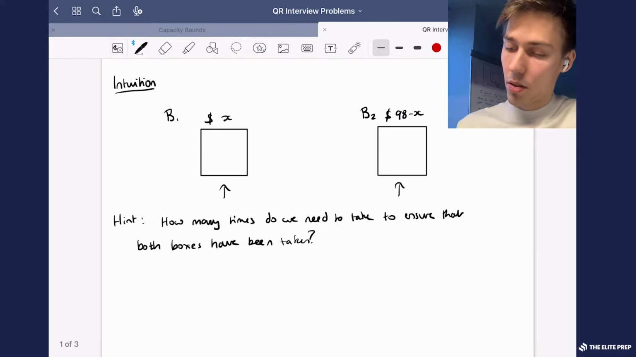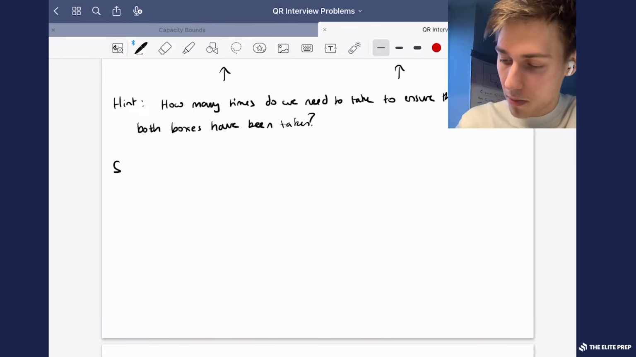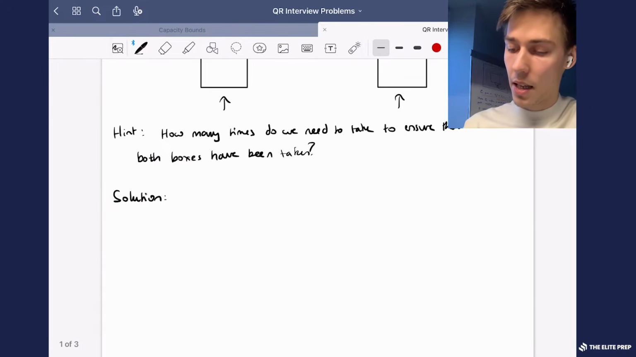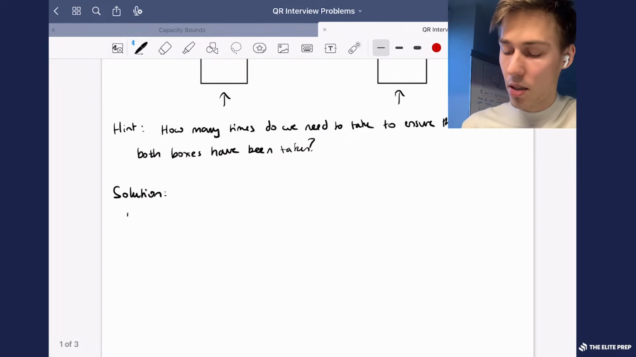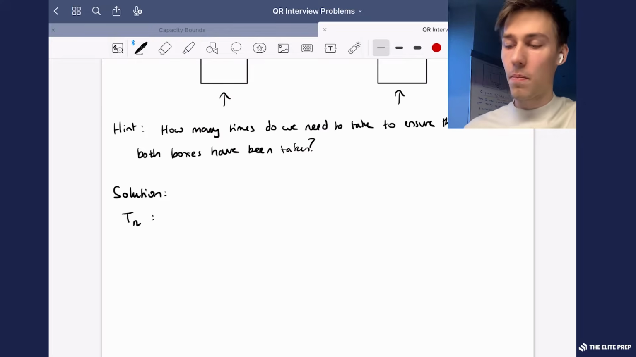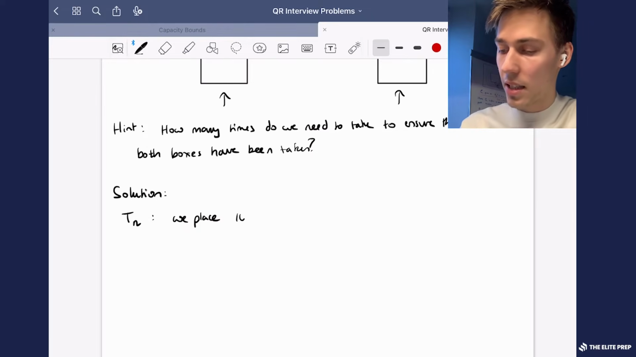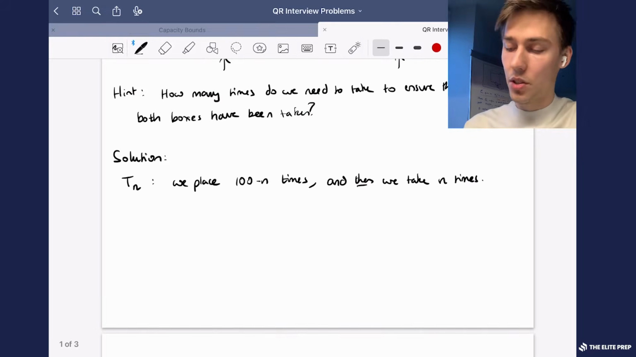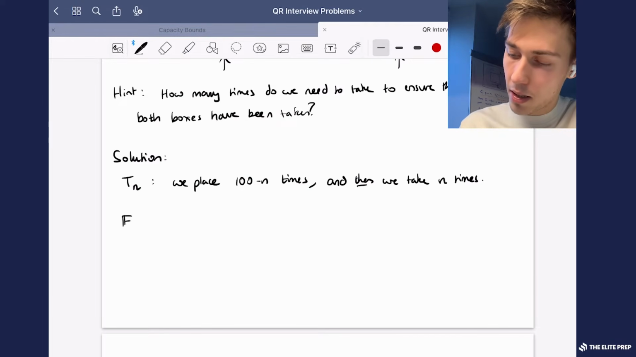Okay, so I'm going to use the following notation. I'm going to say Tn is the value, the payoff of the game when we place 100 minus n times, and then we take n times. And we want to maximize E[Tn].